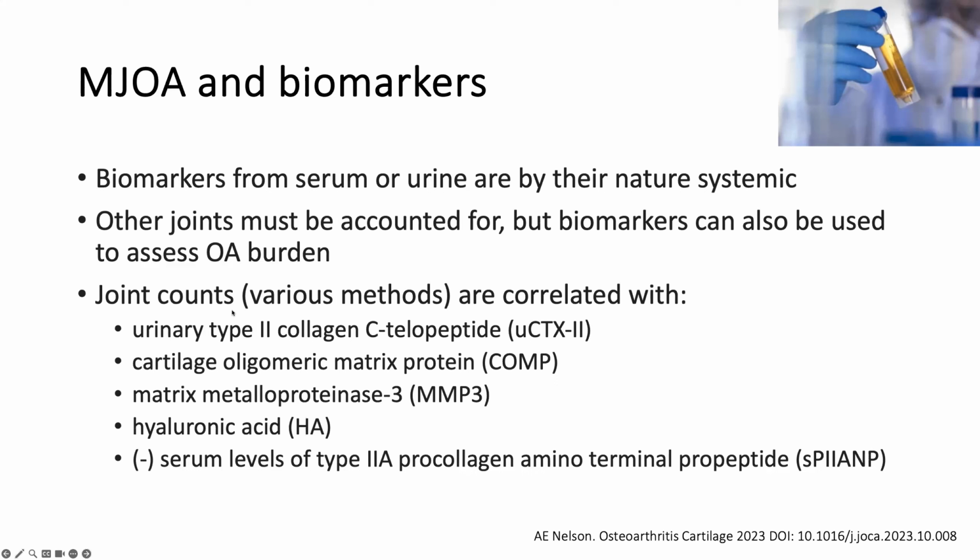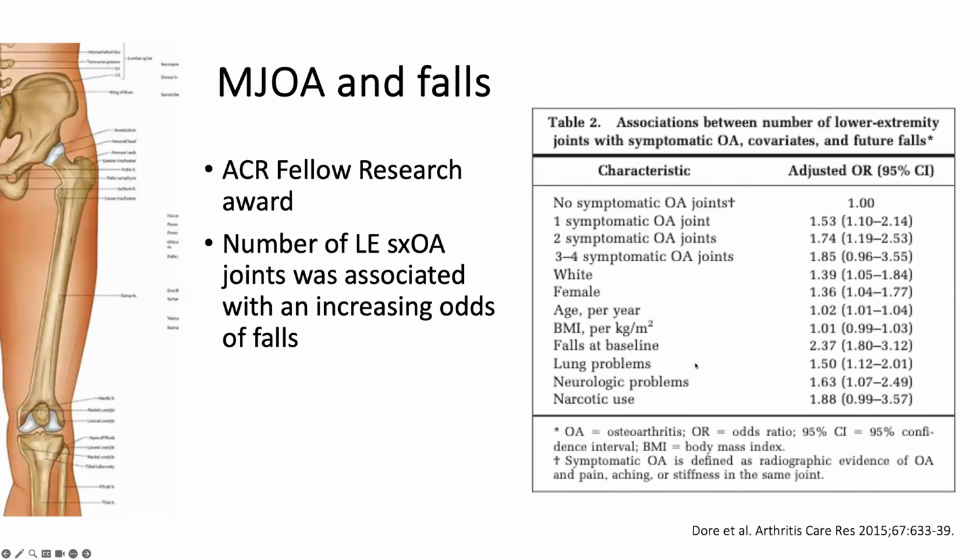But those kinds of counts have been associated with several different biomarkers listed here. CTX2 is about kind of calcified cartilage, COMP is about cartilage, MMP3 is a cartilage breakdown marker, and hyaluronic acid is often associated with synovitis. There's also a protective biomarker. So if those levels are high, you're less likely to have osteoarthritis. And those all associate with burden. So that's really interesting and important.